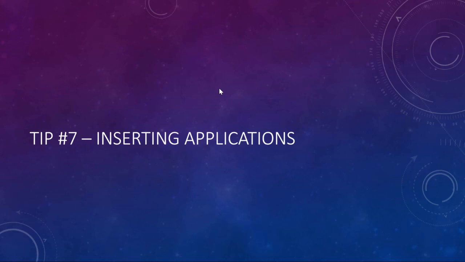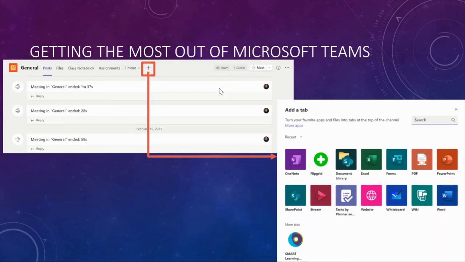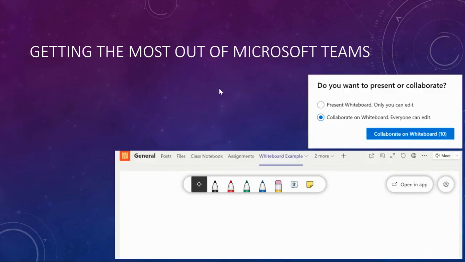You also, as our last tip for today, can insert Office applications. So if you are a OneNote user or you like using the Office whiteboard, by clicking on the plus symbol, you now have the ability to use these popular Office applications directly within the team session.